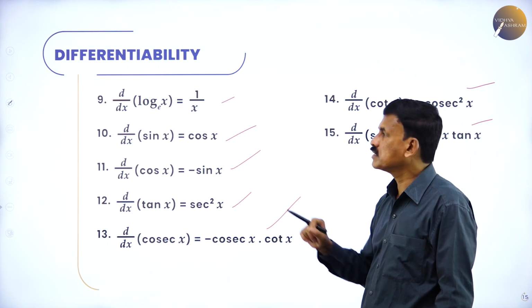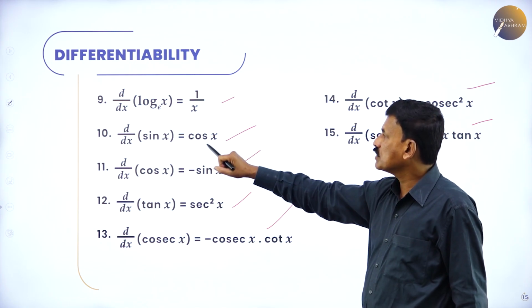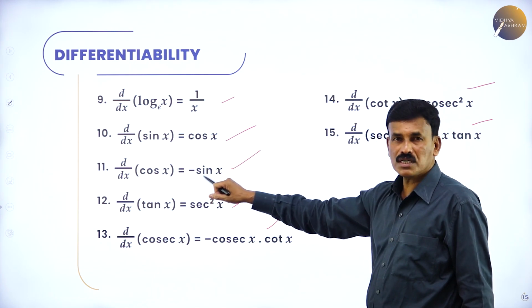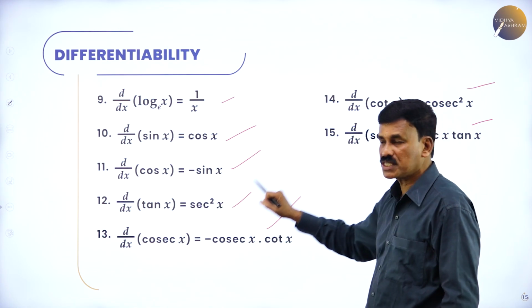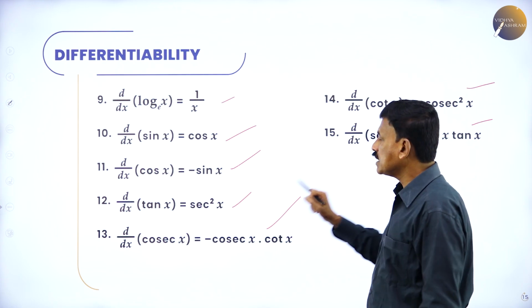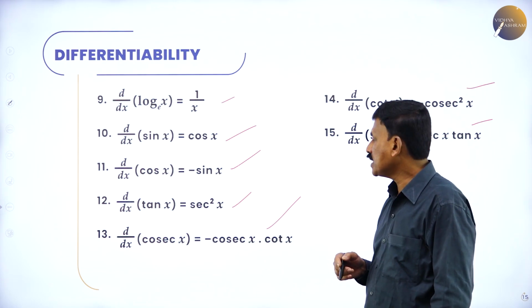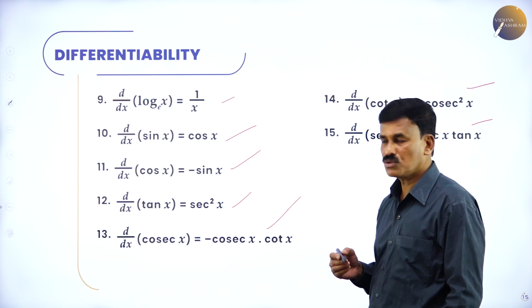cot x. Very important. So, differentiation of log x is 1 over x, sin x is cos x, cos x is minus sin x, tan x is secant square x, cot x is minus cosecant square x, and secant x is secant x into tan x, and cosecant x is minus cosecant x into cot x.